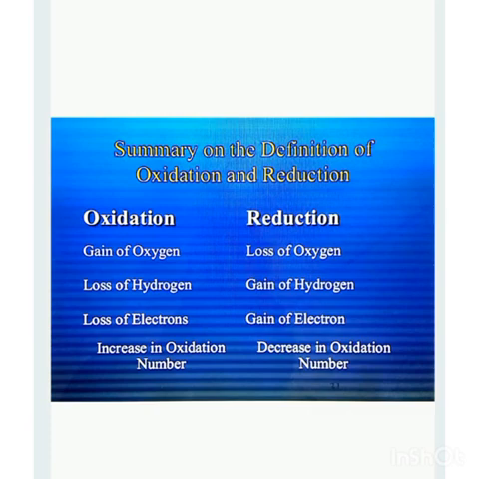Now we will discuss a summary of the definitions of oxidation and reduction. What is the actual difference between oxidation and reduction? Oxidation means the gain of oxygen. Reduction means the loss of oxygen. In oxidation there is loss of hydrogen. In reduction there is gain of hydrogen. In oxidation there is loss of electrons. In reduction there is gain of electrons. And in oxidation there is an increase in oxidation number, while in reduction there is a decrease in oxidation number. These are some points of difference between oxidation and reduction.